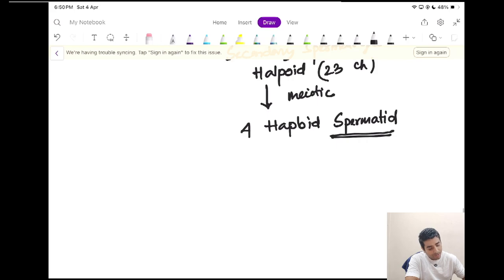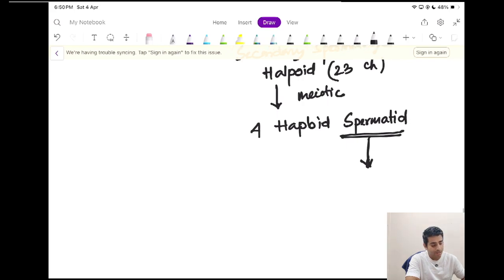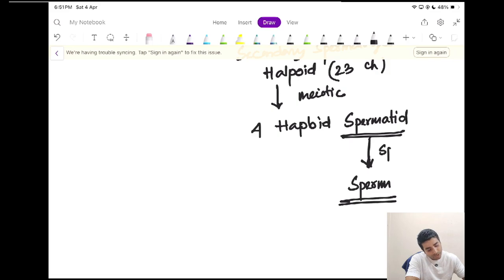Now that spermatid will go through a process and it will form sperm. That process is known as spermiogenesis. I have asked what is spermiogenesis and what is spermatogenesis. The difference we will understand a little later. From spermatid, it will form sperm. That process is called spermiogenesis. But the whole process has not completed yet. The whole process is called spermatogenesis.